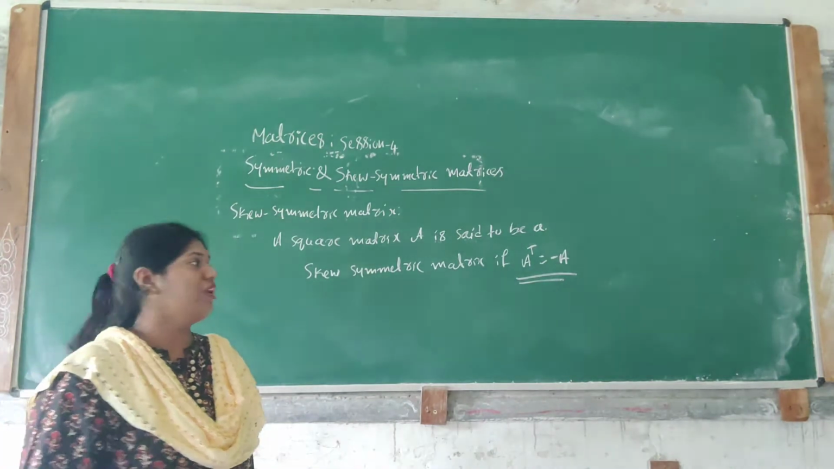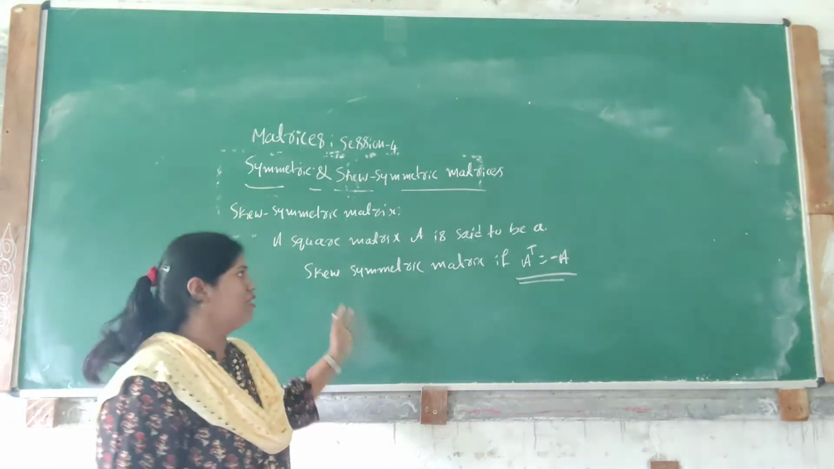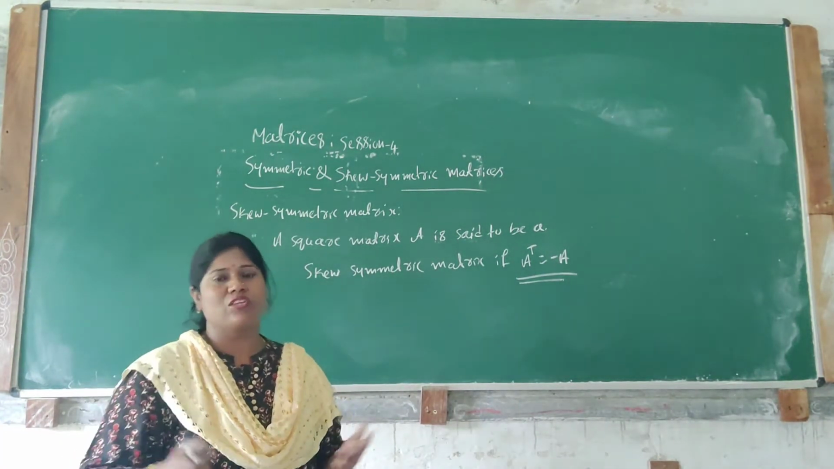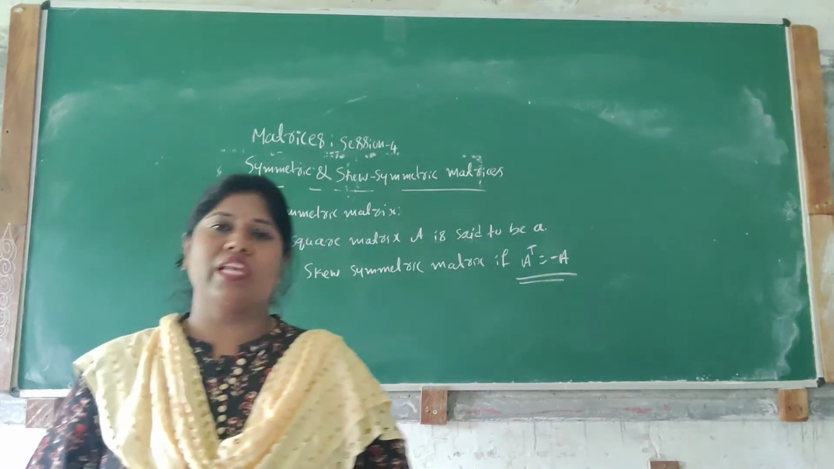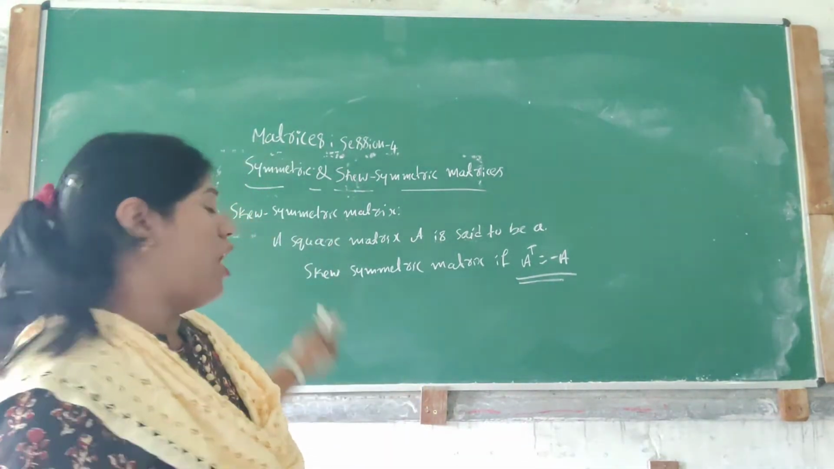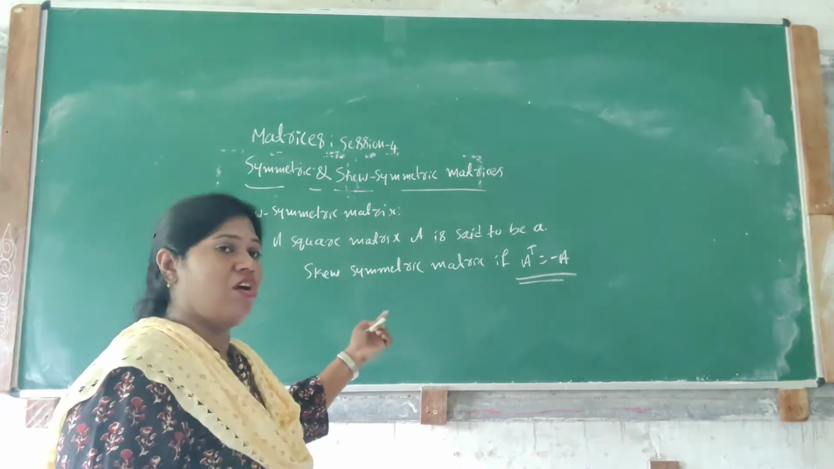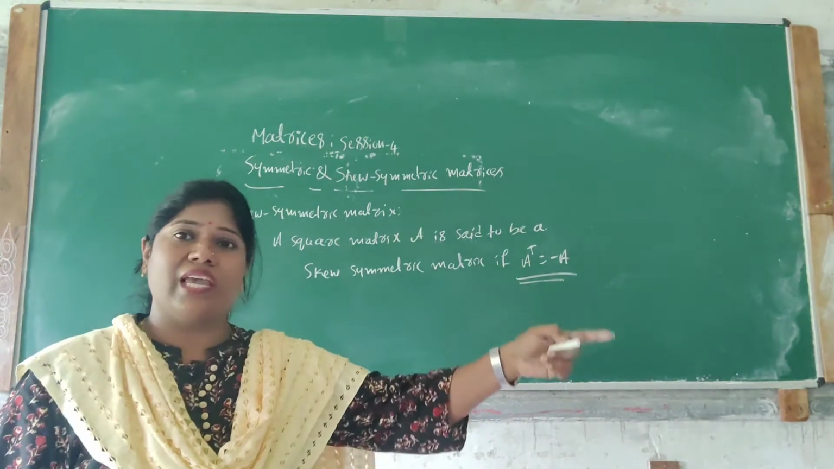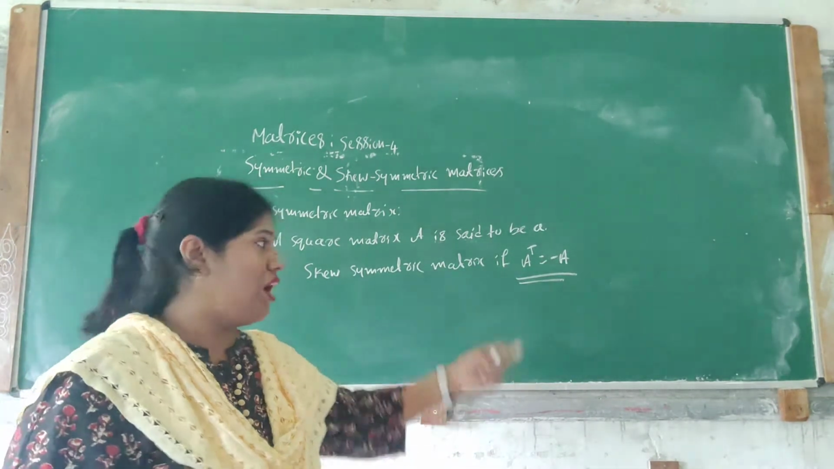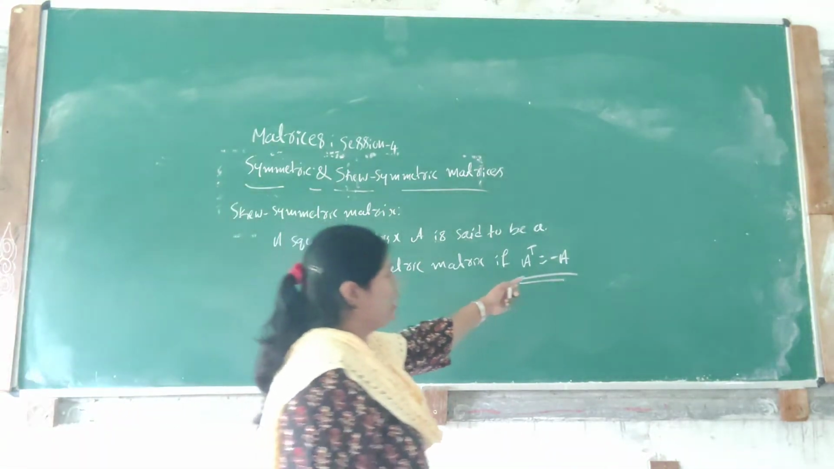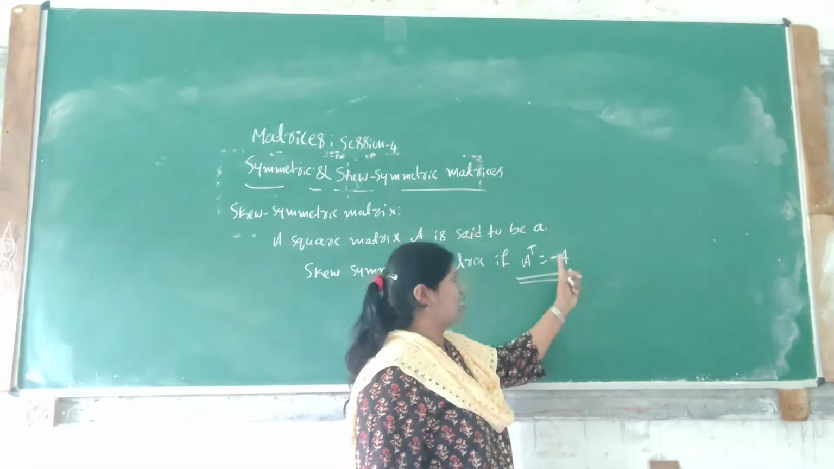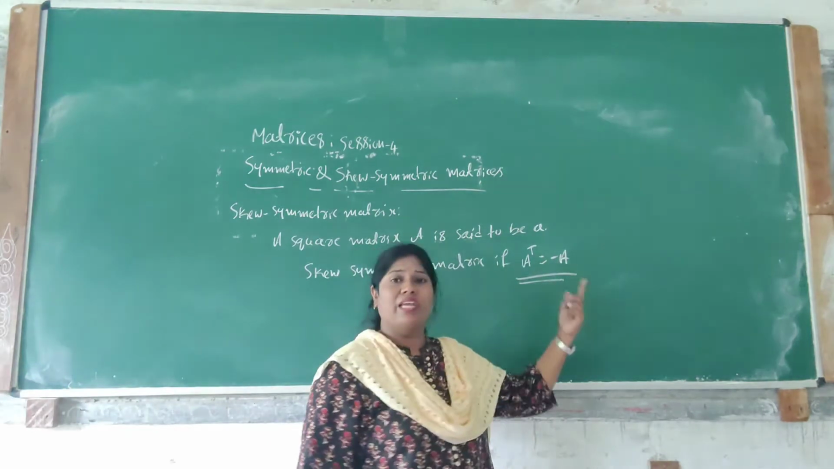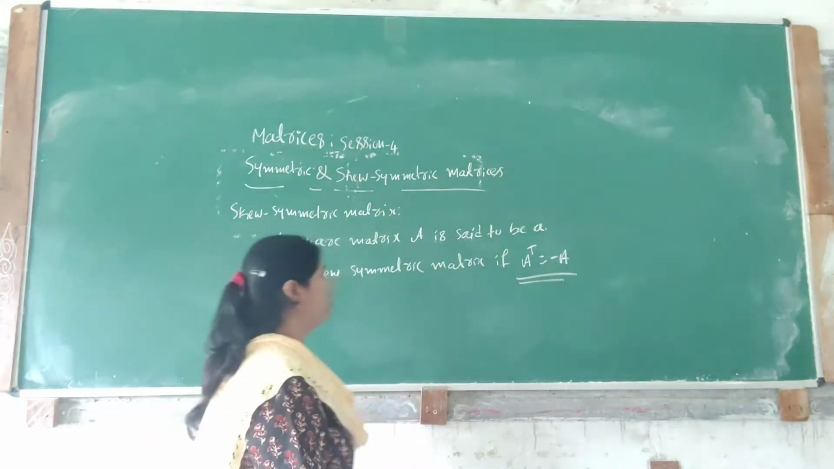This one is very important. So it is also a square matrix. The number of rows is equal to the number of columns, then it is called a square matrix. After transposing the rows and columns, we have to get the matrix A, but with the opposite sign. This negative sign we have to get. We will get the matrix A only, but with the negative sign.